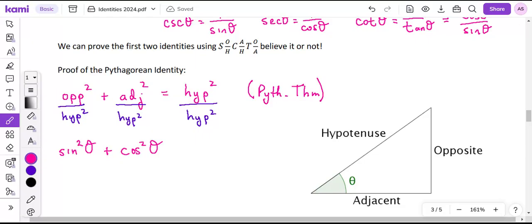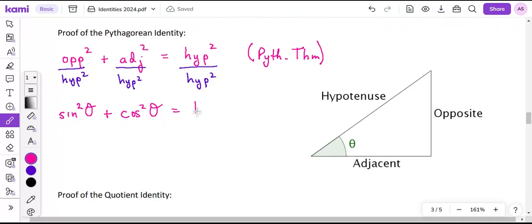And then finally, anything divided by itself is just equal to 1. So, a nifty proof of the Pythagorean theorem using SOHCAHTOA. Now, that's for angles between 0 and 90. We can show it's true for all, but I think that's just enough to convince you guys it works. So that's pretty neat.